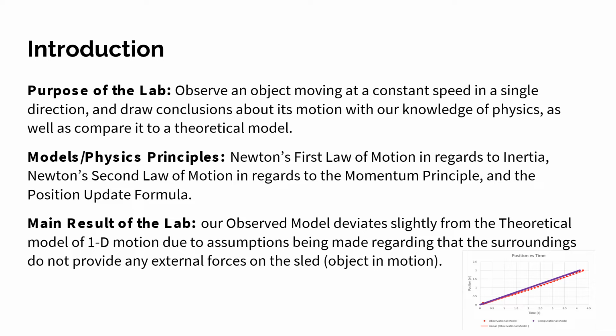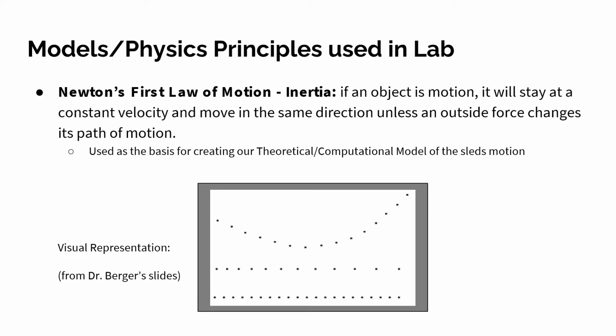Physics principles used in this lab are Newton's first law of motion, Newton's second law of motion, and the position update formula. The main result of the lab was that our observed model deviates slightly from the theoretical model due to assumptions being made regarding the surroundings not providing any external forces on the sled.